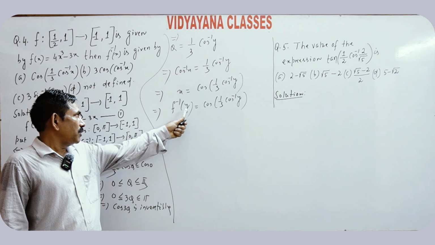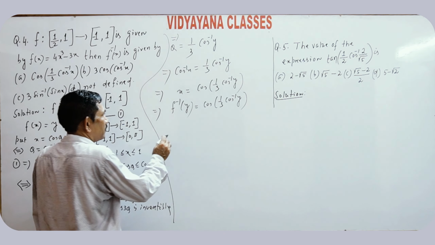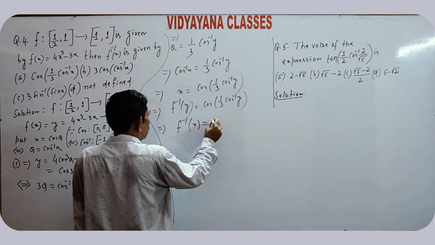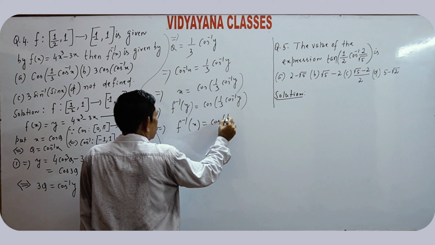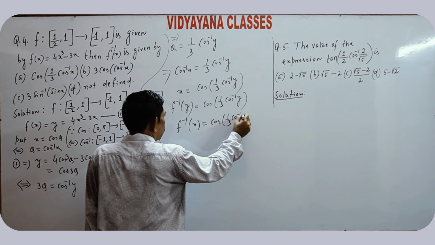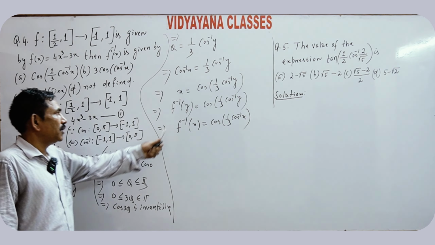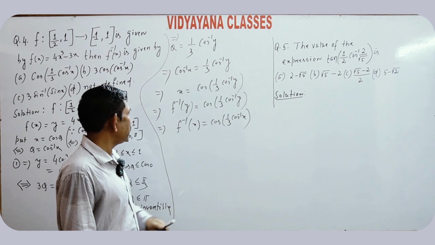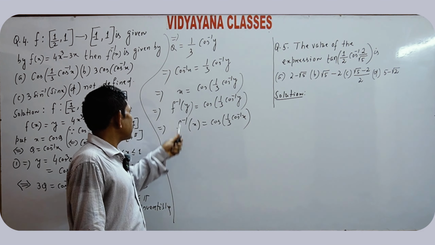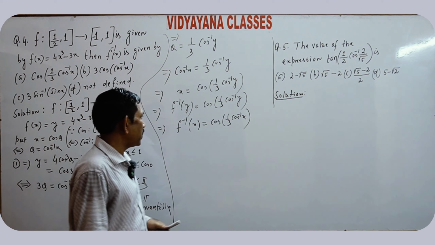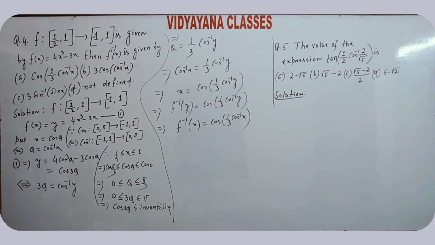In inverse function, y is treated as x. F inverse x is equal to cos of 1 by 3 cos inverse x. Since the function is invertible, y is treated as the x, so we can write f inverse x is equal to cos of 1 by 3 cos inverse x. So the correct option is A.